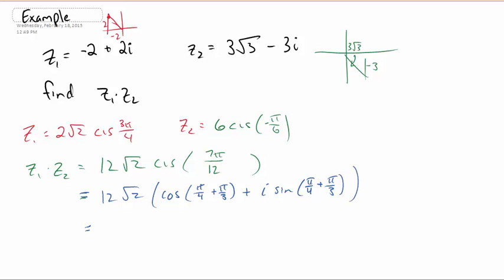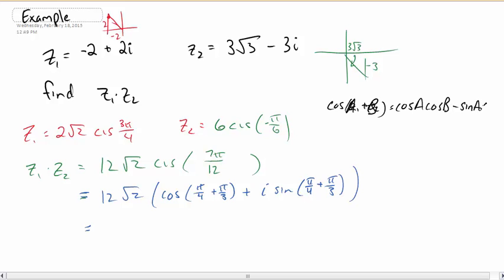And we happen to have trigonometric identities to allow us to evaluate the sum of two angles. We know that cosine of theta 1 plus theta 2, we'll call this A and B, is equal to cosine of the first times cosine of the second minus sine of the first, sine of the second. So I've got 12 root 2 times cosine pi over 4, cosine pi over 3. Those are both things I know, minus sine pi over 4, sine pi over 3.